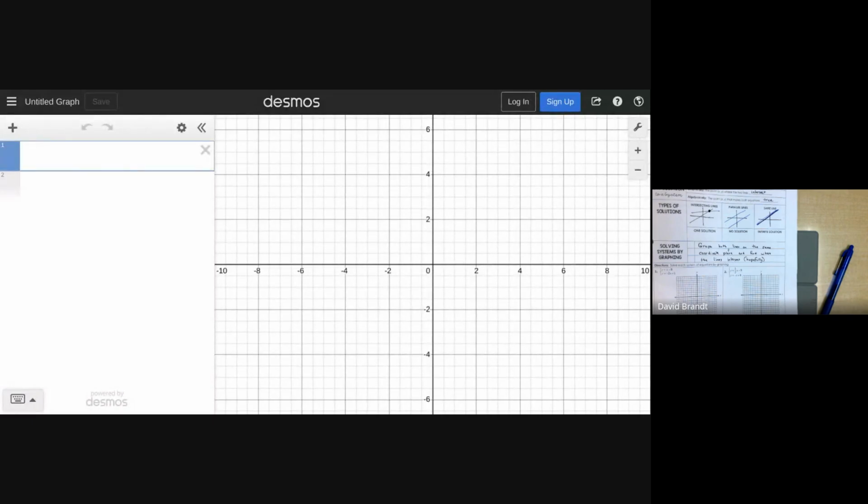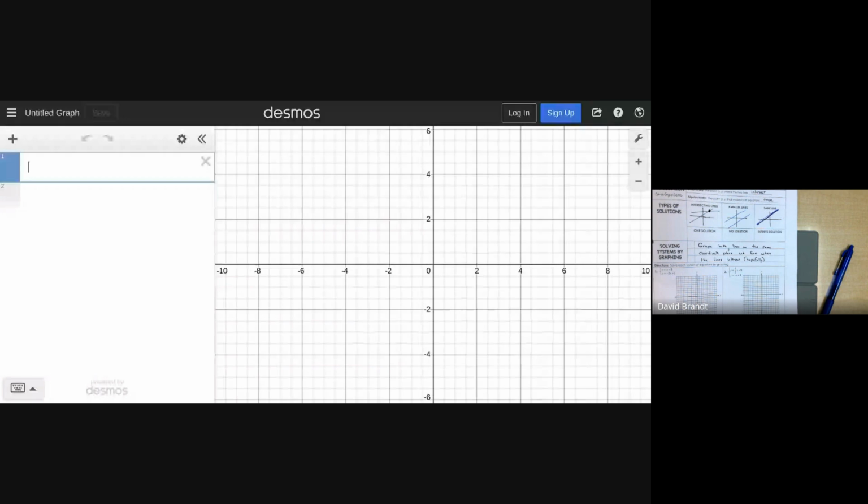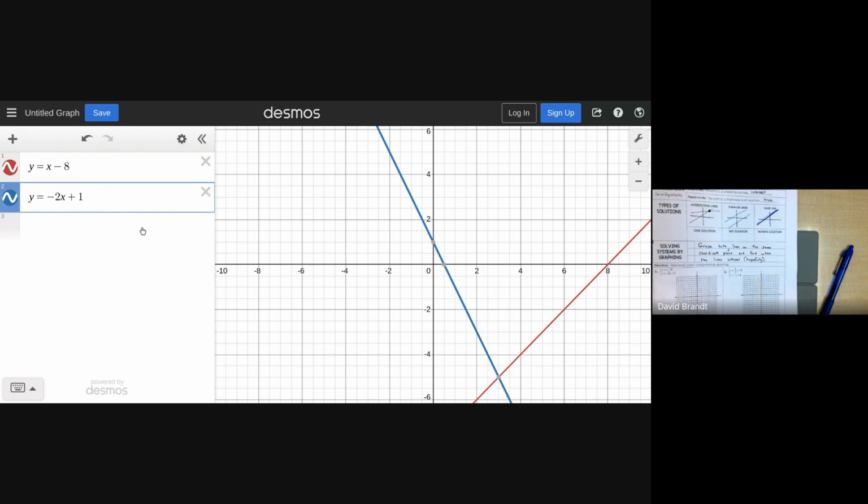All right, you should be able to see Desmos now. I'm going to show you how to solve that first one. You're just going to type in y equals x minus 8 on one line. That's the first equation. Then you're going to type y equals negative 2x plus 1 on the second line. And right here is where the two lines cross.